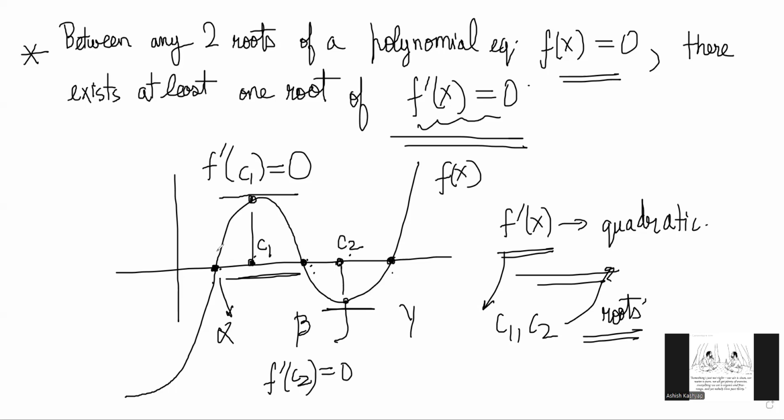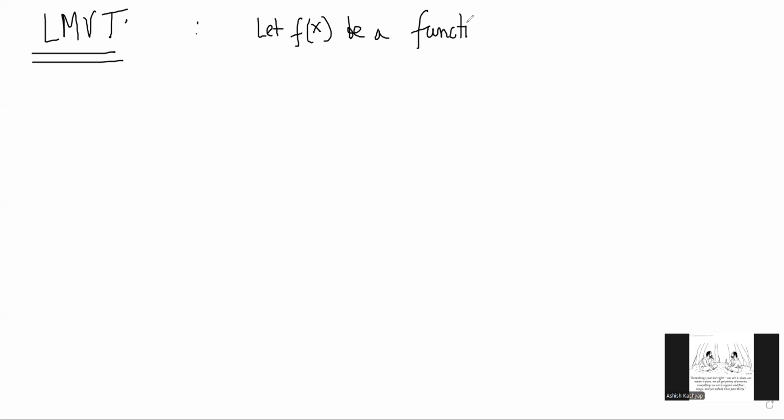Now the next theorem that we need to understand is LMVT, Lagrange's mean value theorem. So this is actually the real theorem and Rolle's theorem is a special case of this. Okay. So let's understand this properly. We say let f of x be a function which satisfies the following conditions. First condition is f is continuous. First couple of conditions are same as Rolle's theorem.